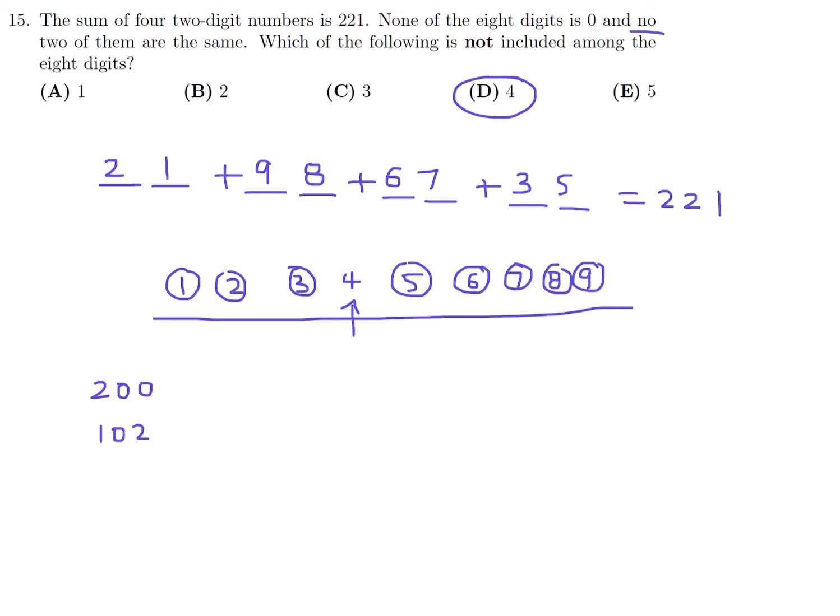No 2 of them are the same, because you can get a lot of combinations that add up to 221, but in a lot of those, the digits will be the same, like you'll have a 77 or an 88, and that's not allowed. So there are, of course, other ways of doing this question, but I just like the simplest way the best. So there you go. Number 15, the answer is D.